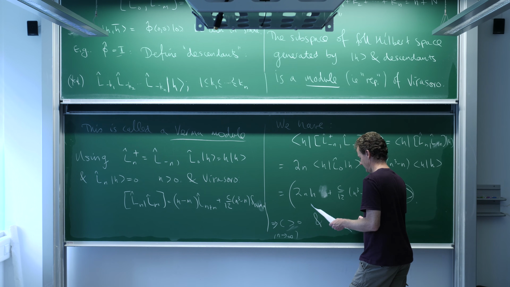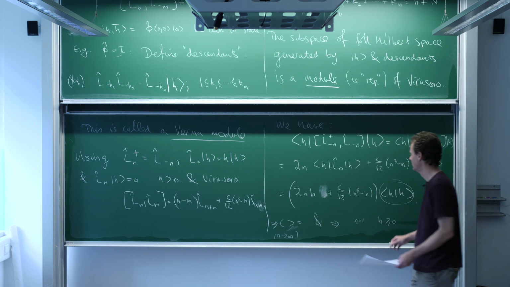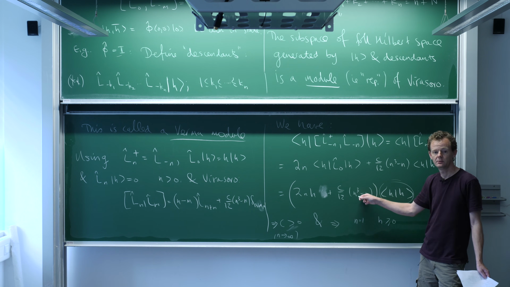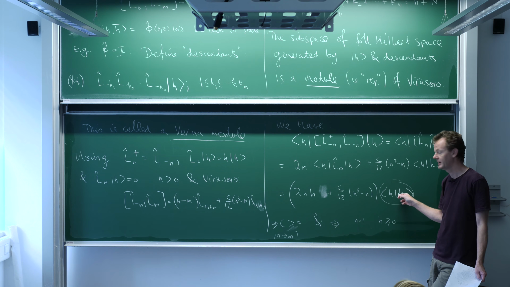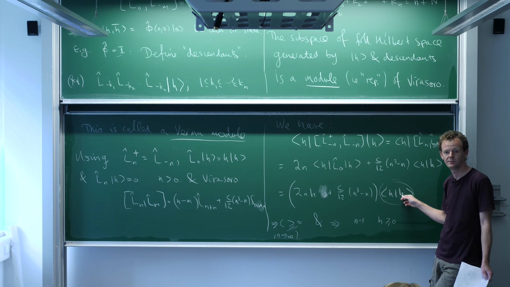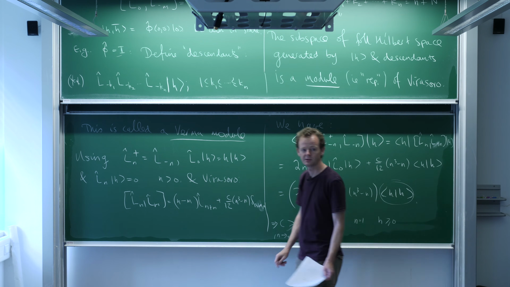Furthermore, if n is 1, this implies that h is bigger than 0. So if you just choose n as 1, so n cubed minus n is 0, so 2n times h times that has to be positive. So as n tends to infinity, well, that forces h to be positive.